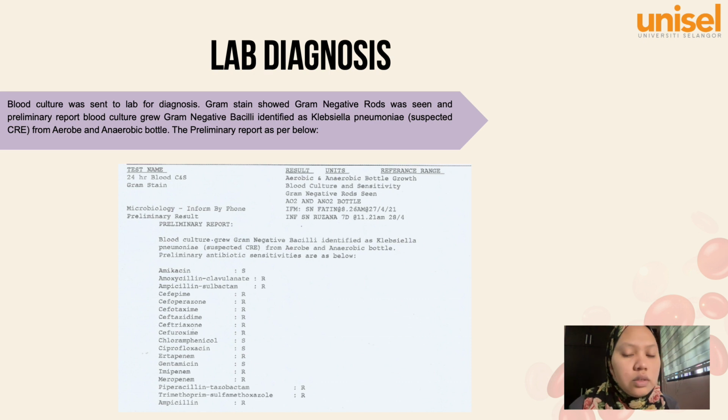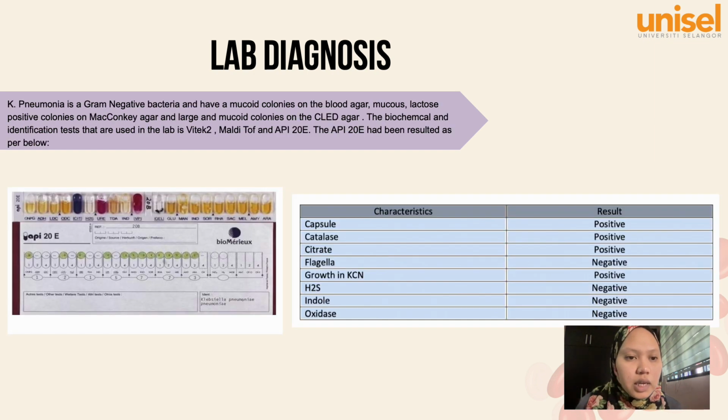For the blood culture, a sample was sent to the lab for diagnosis. The Gram stain showed Gram-negative bacilli, and the preliminary report of the blood culture grew Gram-negative bacilli, identified as Klebsiella pneumoniae, and it is suspected to be CRE, from the aerobic and anaerobic bottles. From the preliminary report, we can conclude that there is a suspected CRE. It is just a preliminary report, and we move to the next lab diagnosis.